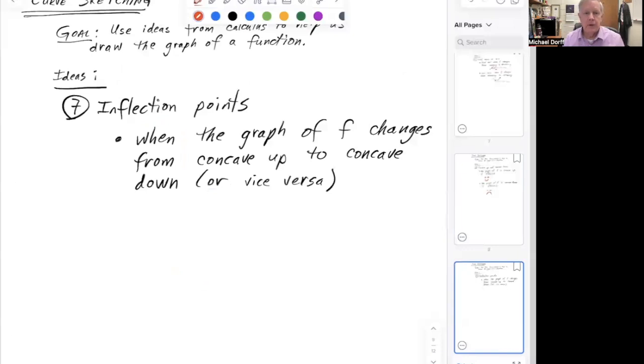Inflection points occur when the graph changes from concave up to concave down, or from concave down to concave up.